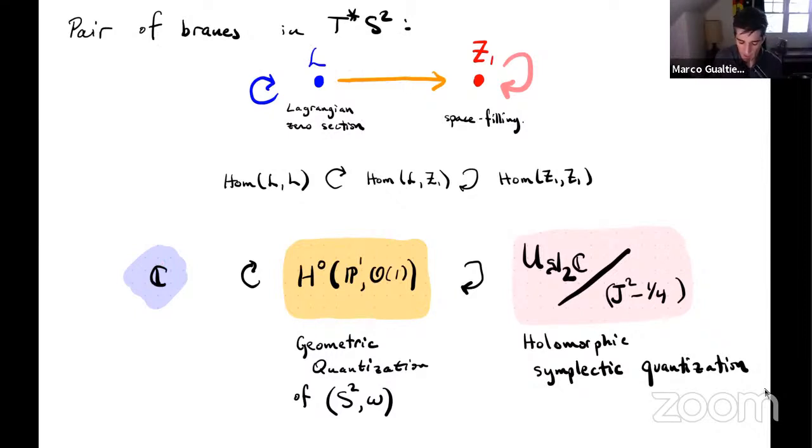And then here we have the geometric quantization of the S2. And this is the essential idea of their paper, because they're trying to explain that geometric quantization is actually a Hom space between a Lagrangian and a space-filling brane. They believe, or they propose in this paper, that it's always the case. But not only that, we also get this. So the algebra on this side is a non-commutative algebra, which is obtained by taking the universal enveloping algebra of SL2C, which is acting on the P1. This is like holomorphic vector fields.